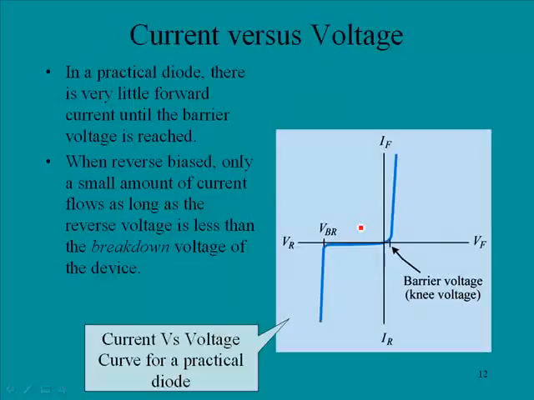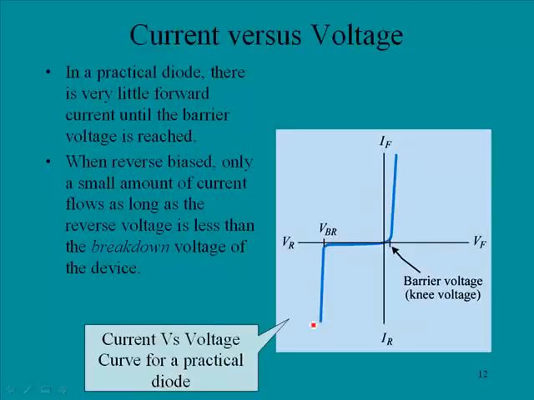Okay, current versus voltage. In a practical diode, there is very little forward current until the barrier voltage is reached. When reverse biased, only a small amount of current flows as long as the reverse voltage is less than the breakdown voltage of the device. Now we have a current versus voltage curve for a practical diode. And this is pretty generic in regard to diodes. You see all basic diodes look like this.